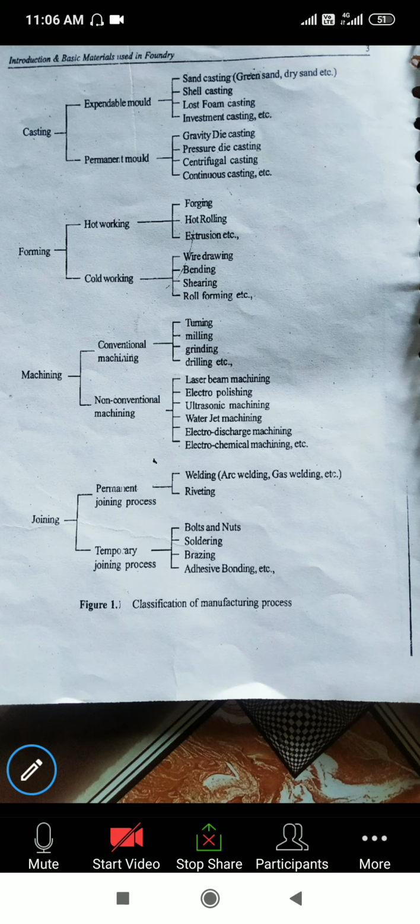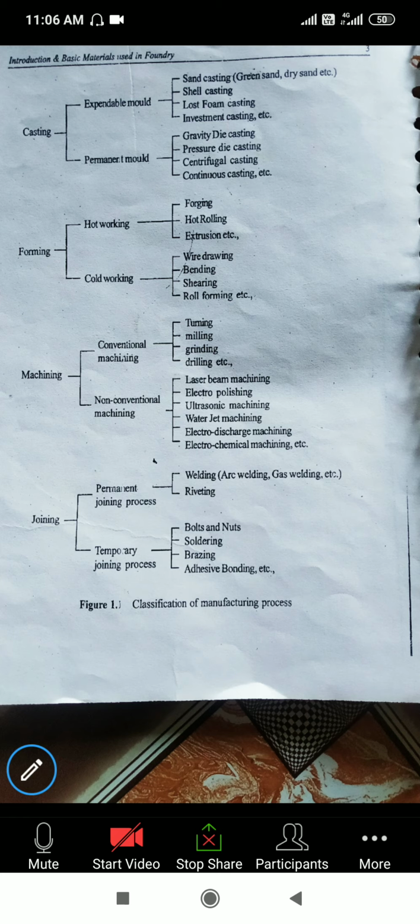Now next is the permanent mold. In a permanent mold, there are gravity die casting, pressure die casting, centrifugal casting, and continuous casting. So the expandable casting and the permanent casting have been classified on the basis of the mold preparation. If the mold is refractory, or the same object is being used for the same product.